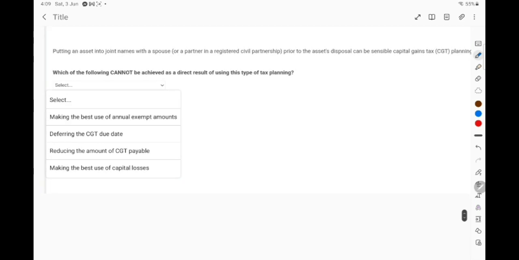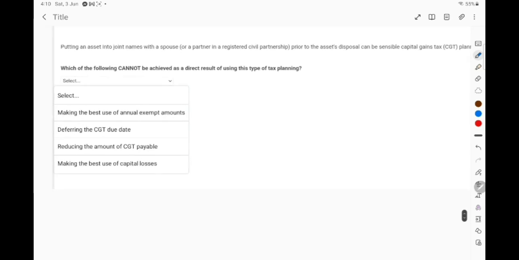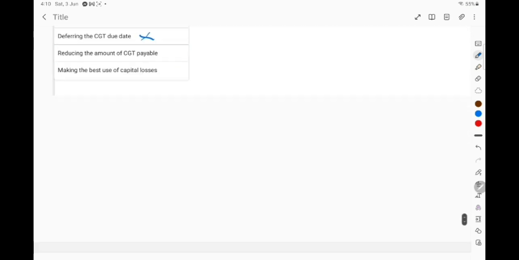Then we have a question: putting an asset into joint names with a spouse or a partner in a registered civil partnership prior to the asset's disposal can be sensible capital gain tax planning, right? Which of the following cannot be achieved as a direct result of using this type of tax planning? Making the best use of annual exempt amount, absolutely right. Deferring the CGT due date, no, it cannot defer the CGT due date. Reducing the amount of CGT payable, right. Making the best use of capital losses, right.